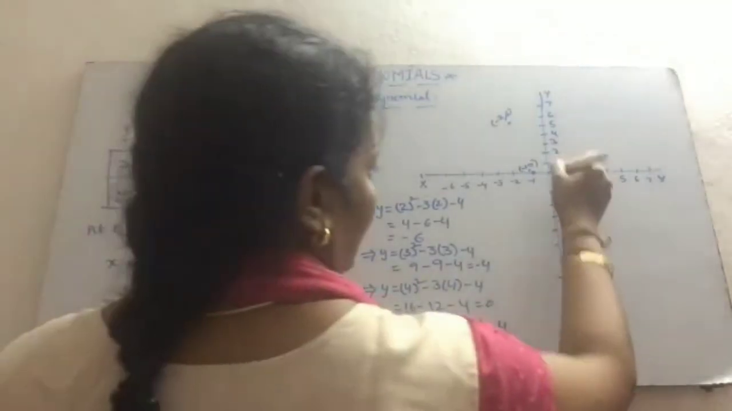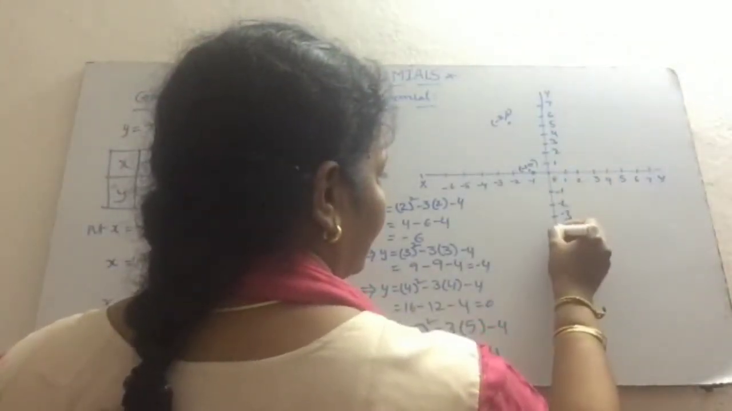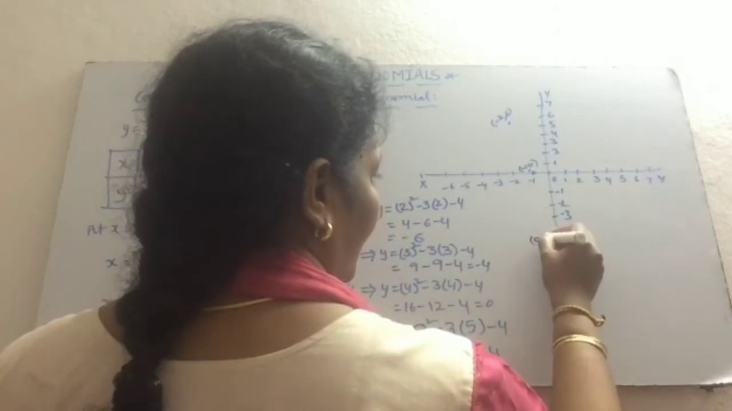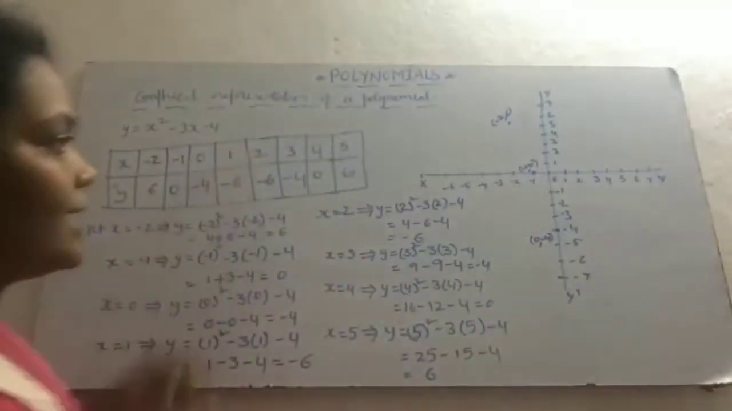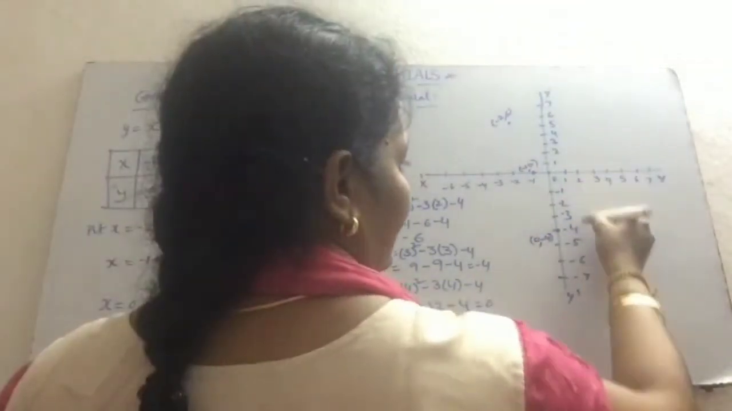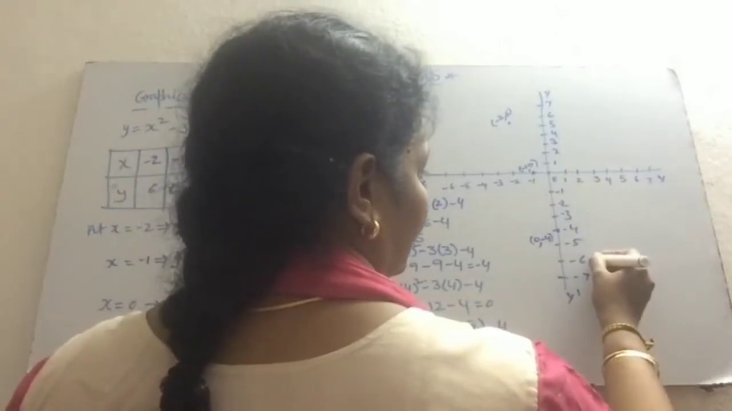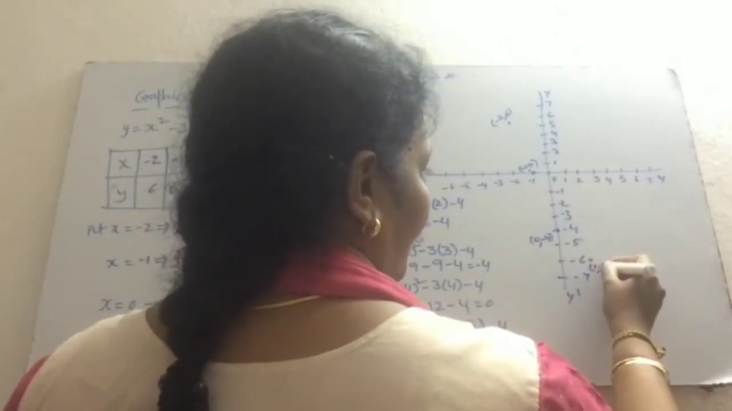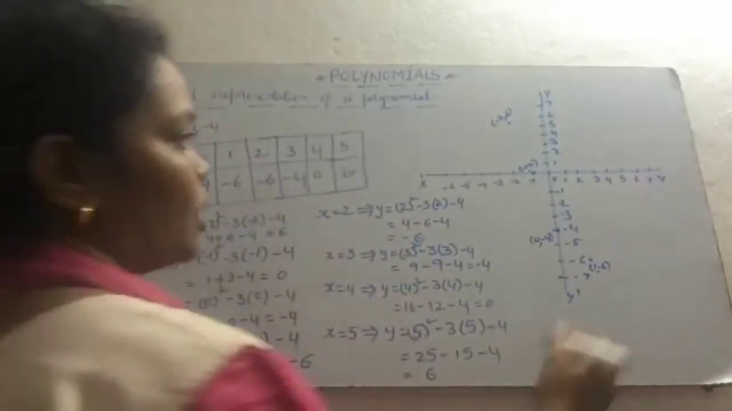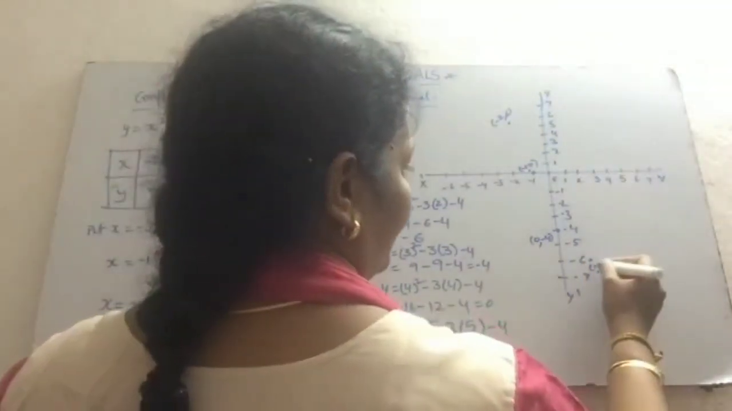X is 0 and y is minus 4. So here, 0 comma minus 4. And next 1 comma minus 6. 1 is here and minus 6 is here. 1 comma minus 6. And next 2 comma minus 6. Same.